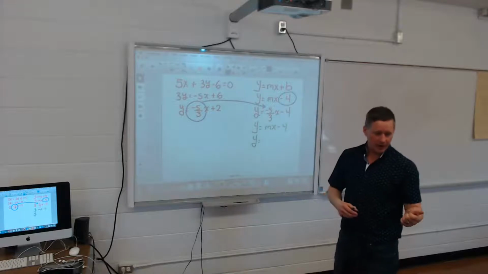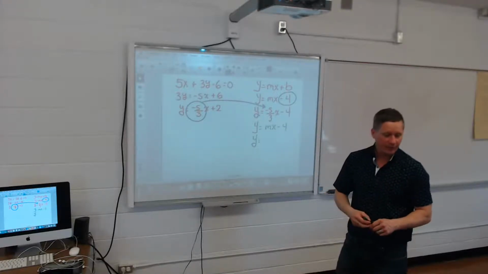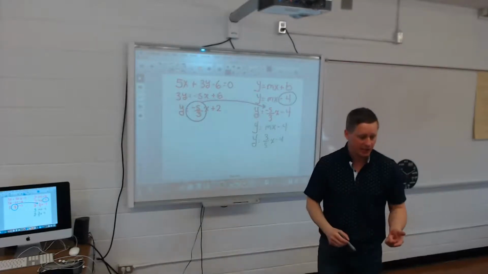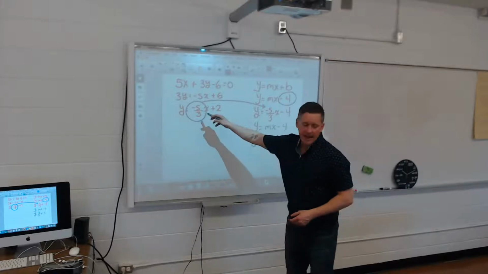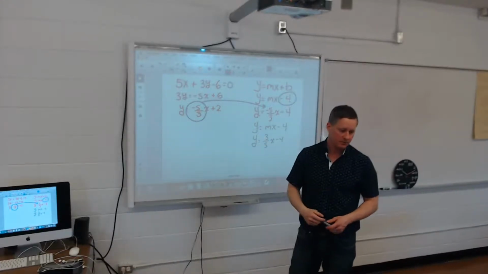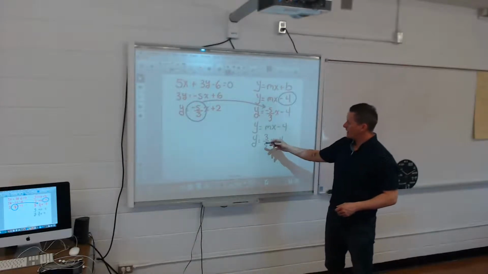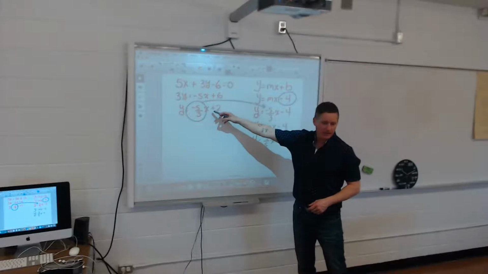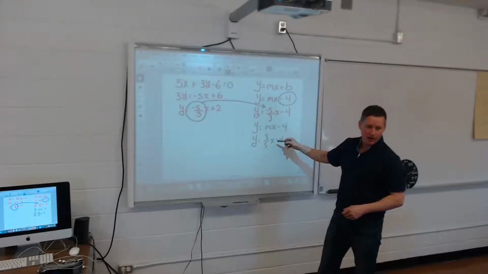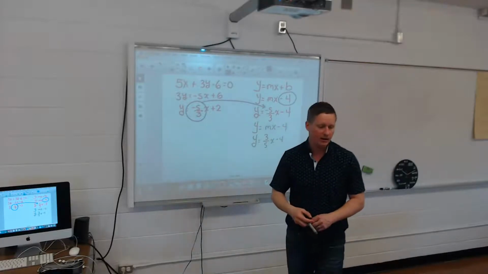-3/5. Very close. The 3/5 part is right because the sign changes. You're taking the negative of a negative, which makes it positive. So my equation of the line that is perpendicular to this one and goes through the y-intercept -4 is y equals 3/5x subtract 4.